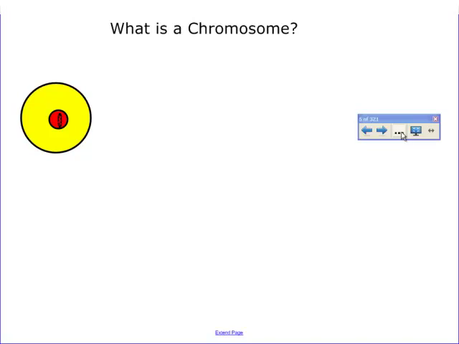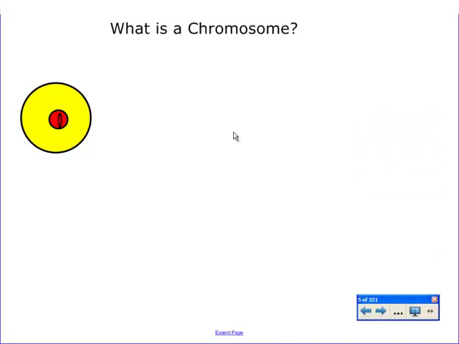Okay, class, we're going to do a real quick demonstration on what a chromosome is. This was something that I remember when I first started learning about mitosis. It was a little bit confusing, and even more so when we started talking about the next kind of division, which is called meiosis. So first things first, what is a chromosome?